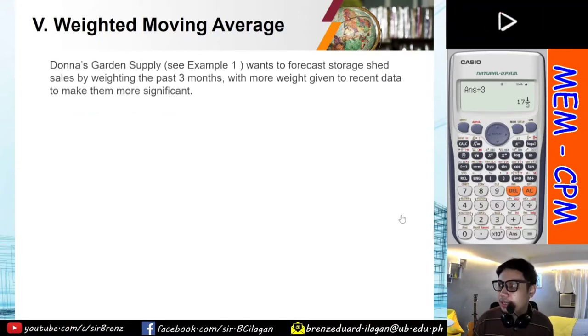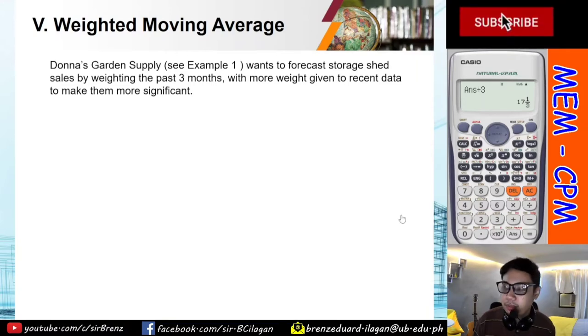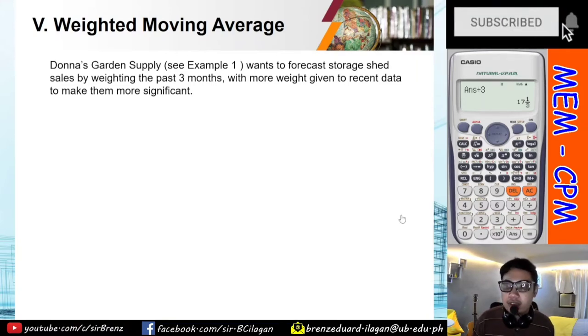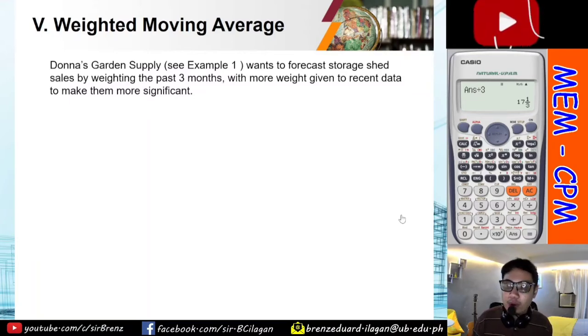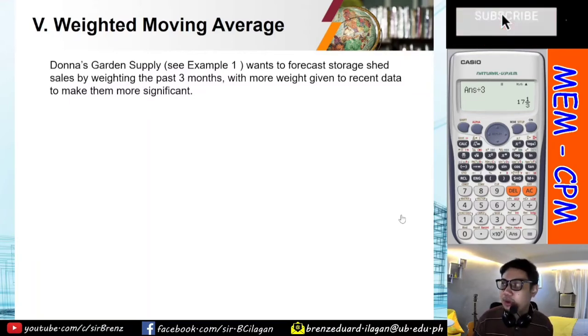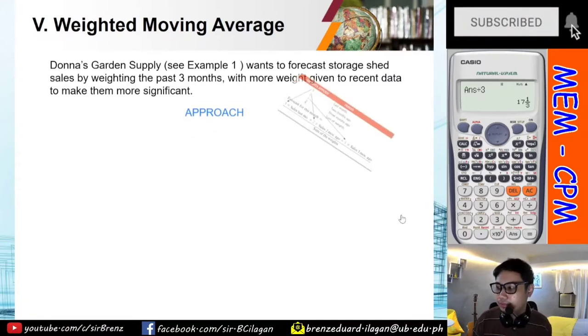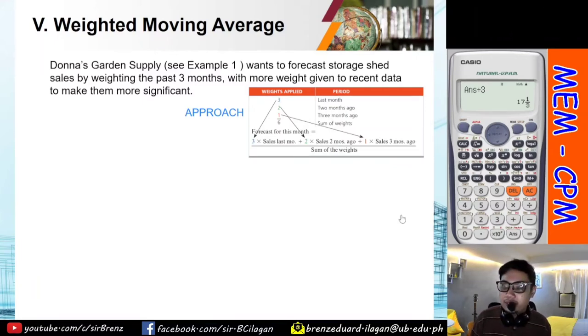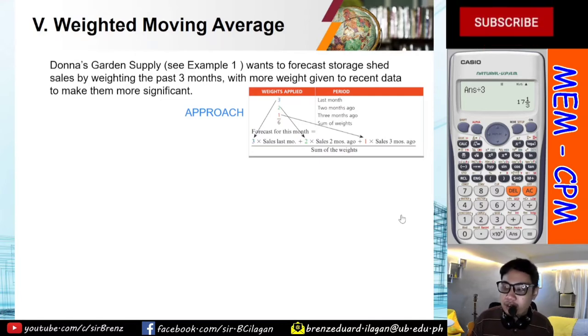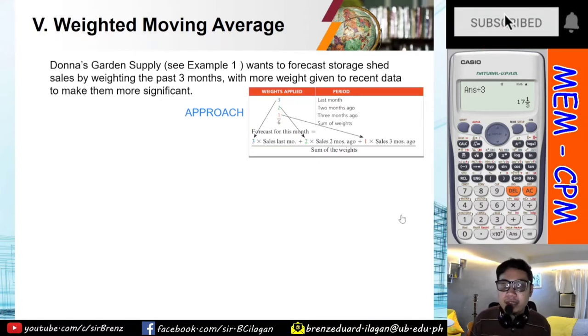Next, consider the previous example. So the Donara's Garden Supply wants to forecast storage shed sale by weighing the past 3 months. So with more weight given to recent data to make them more significant. Ayan. So yung approach natin dito, guys, yung weight na i-assign natin. So when the period is last month, ang weighted value natin will be 3.